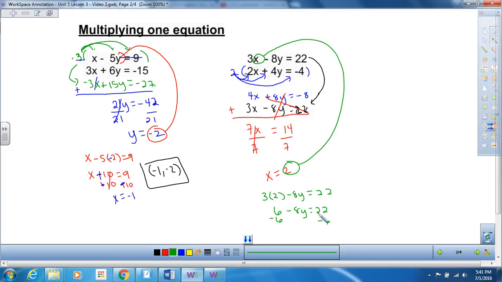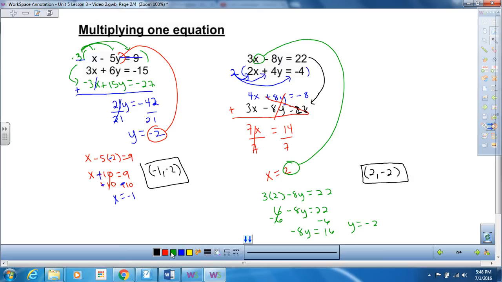Subtract 6 from both sides. Divide by 8, so y is negative 2. So my solution is 2, negative 2, x then y.